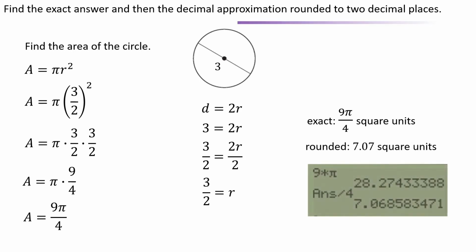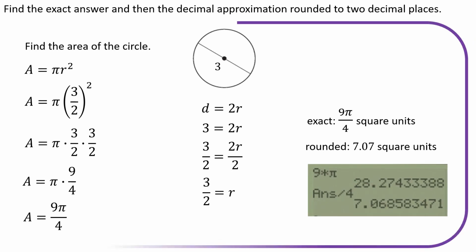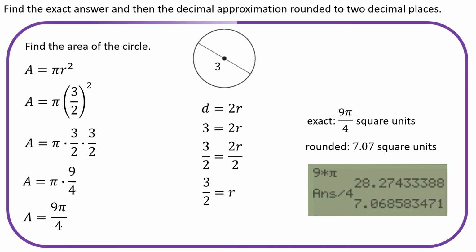And then of course if I can grab a calculator, I can do 9 times pi, divide that answer by 4. Notice when I use a calculator, I don't round off the first answer and then divide by 4. I actually divide by 4 and do all the rounding when I'm all done. Usually doesn't make a big difference, but it might make a tiny, tiny difference in that last decimal point.